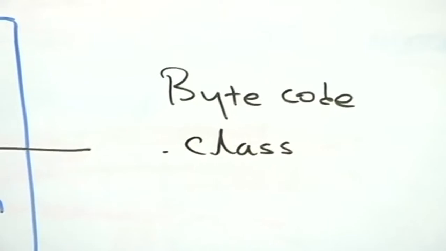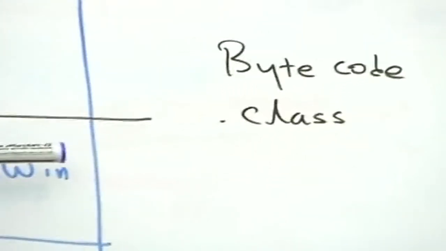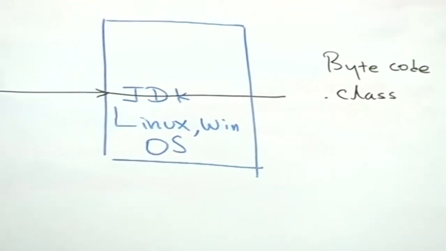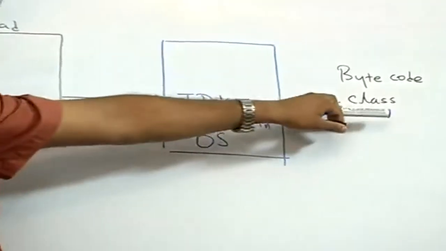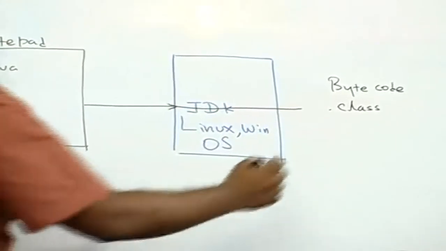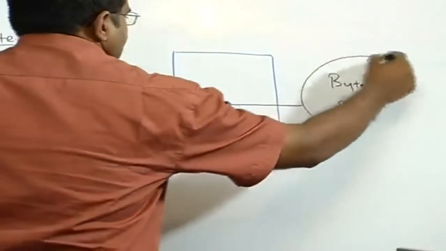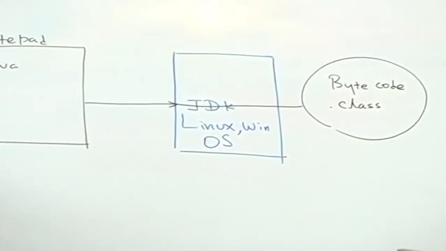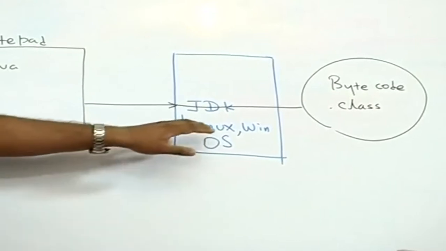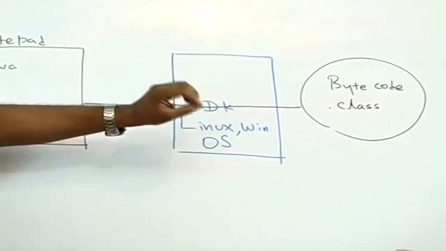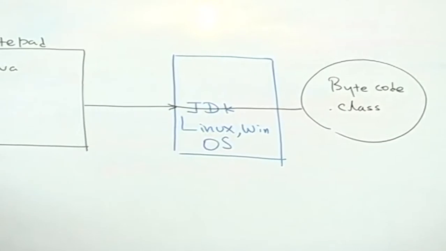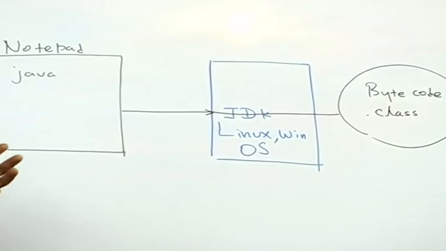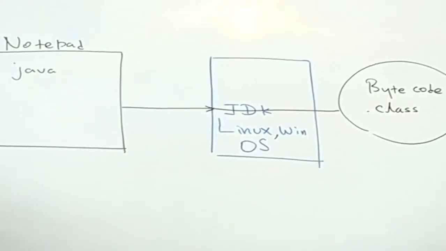So the JDK, Java Development Kit, will be verifying the syntax of the Java source file, and it will be generating the class file. This class file is platform independent. It means this class file can be taken to any operating system and we can execute it as a Java program. That's one of the powerful features of Java, which is called platform independency.